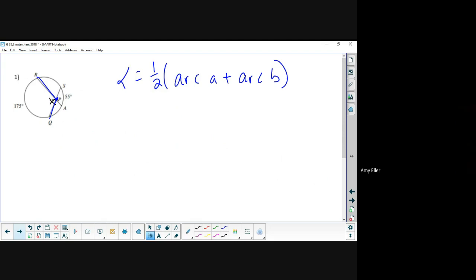Let's fill it in. The angle, we don't know. The angle is X. Arc A, look at what the angle is shining on. This angle is shining out towards this arc. 175. Arc B is going to be not touching it, directly across from, so that's going to be 55.